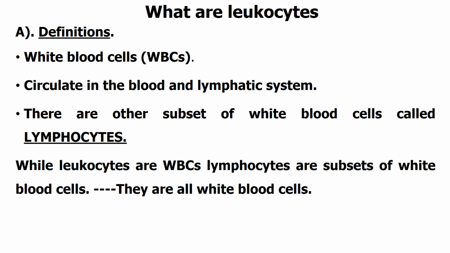In the introduction few minutes ago, I told you to take note of leukocytes and lymphocytes. While leukocytes are white blood cells, lymphocytes are subsets of white blood cells. In general, they are all white blood cells. That is, both leukocytes and lymphocytes are white blood cells.